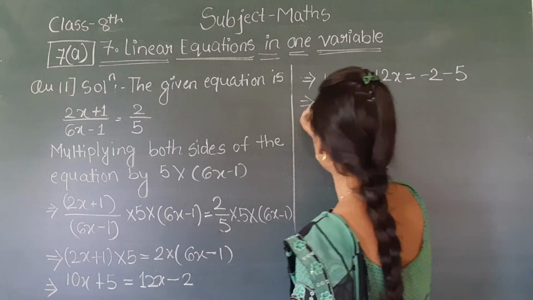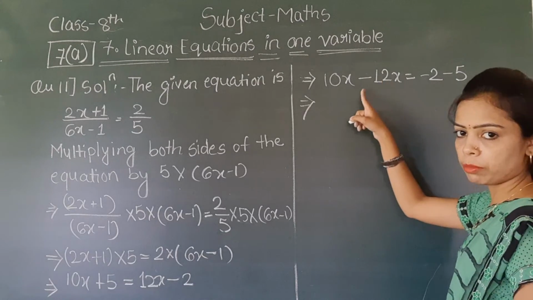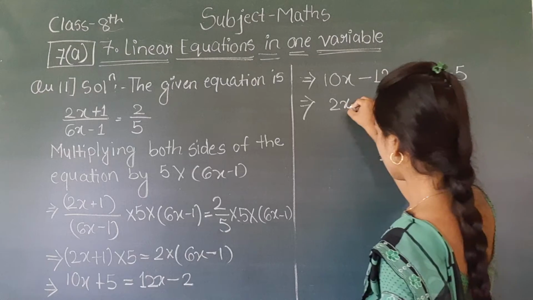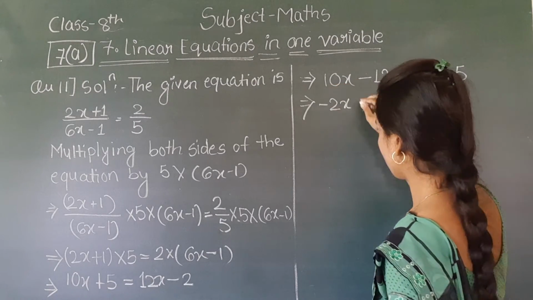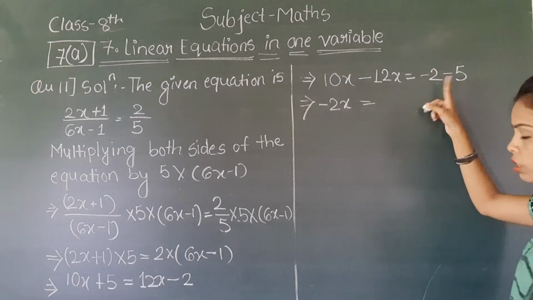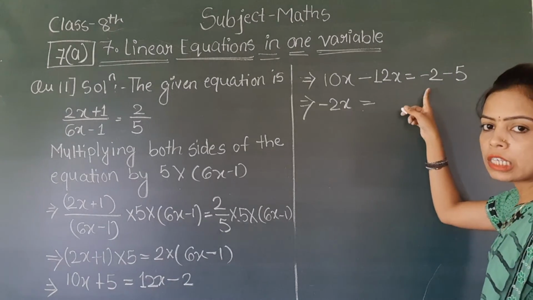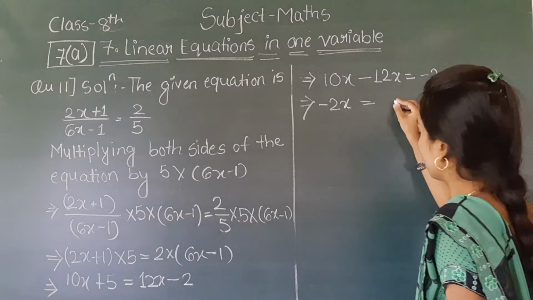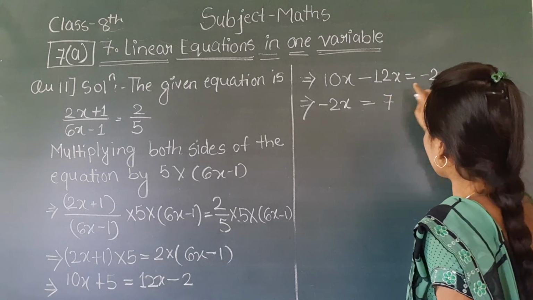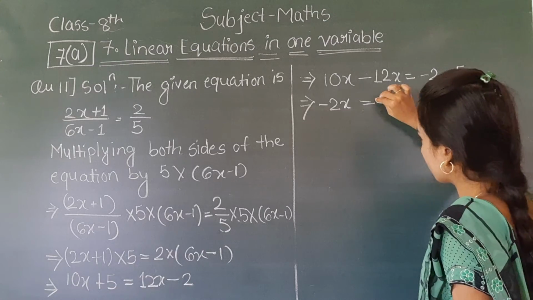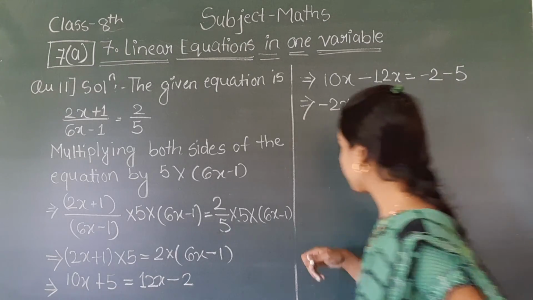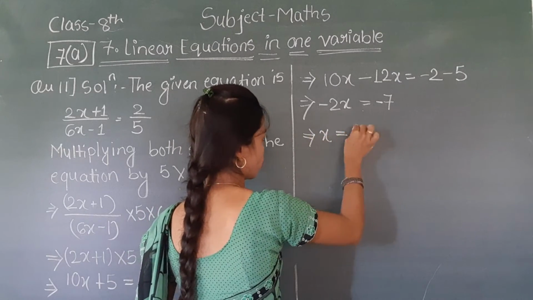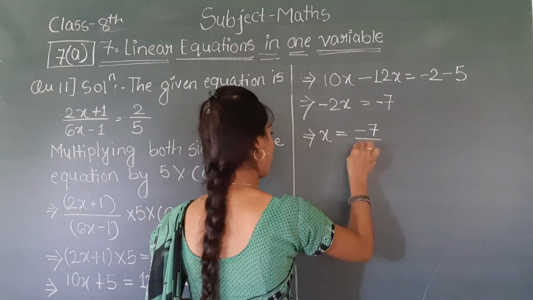Now 10x minus 12x: 12 minus 10 is possible, not 10 minus 12, so it is 2x, but the symbol of the greater integer is minus. Now it is equal to minus 2 minus 5; both integers have the same symbol, that means we have to add. So 2 plus 5 is 7, but both having the same symbol, so we give the minus symbol here. Okay, now this is minus 2x equal to minus 7, so x is equal to minus 7 upon minus 2.